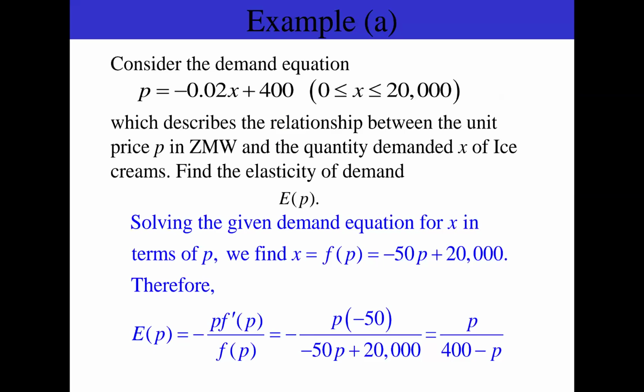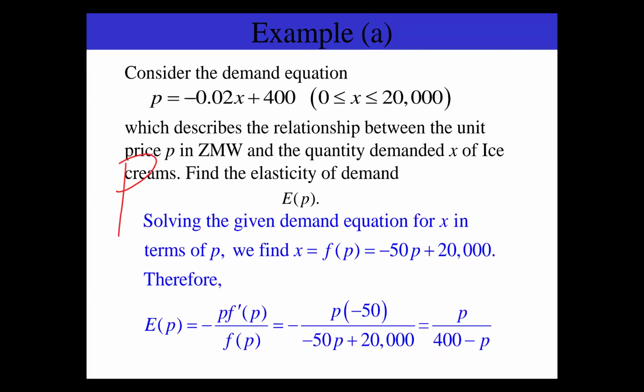And now an example will do it better for us. Consider the demand function or the demand equation given here. It is given as an inverse demand function. Price is equal to negative 0.02x plus 400. This is the inverse demand function, right? It is just there to describe the relationship between the price and the quantity demanded. And the quantity demanded is represented as X in this case. So you are to find the elasticity of demand.